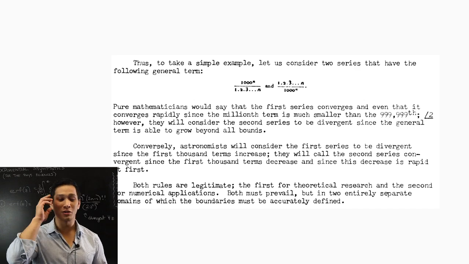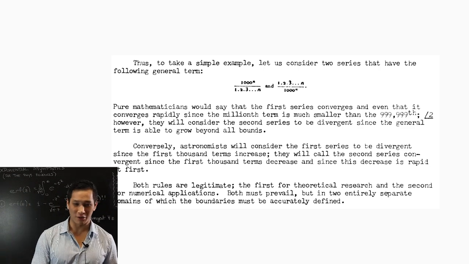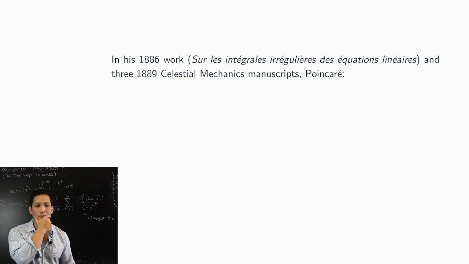So I think this is very interesting, and you contrast this with the perspective of Niels Abel, that divergent series are the invention of the devil. Okay, so he had a number of works around this period, around the late 1880s, leading to these three volumes on celestial mechanics. And it's really interesting.